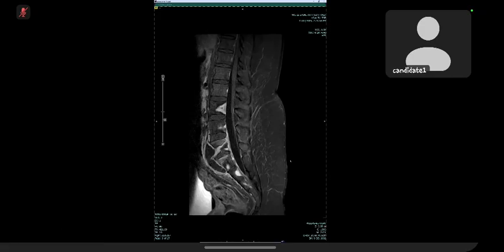So with this multiple level involvement, subligamentous spread, and epidural collections, it can be due to tubercular spondylodiscitis. That can be one possibility. Another possibility is pyogenic, but here the disc involvement is very little, so that is downgraded.